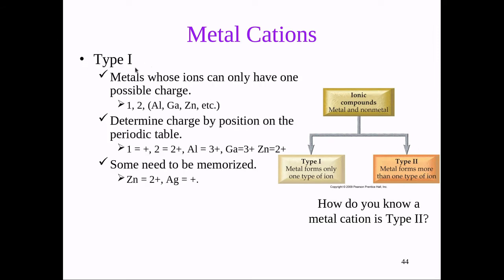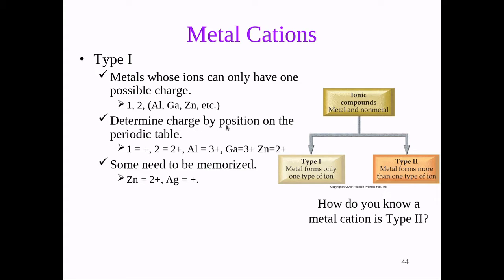For metals, we have our type 1 metals, and these are metals whose ions can only have one possible charge. Okay, this includes group 1, group 2, and then a smattering of other metals. And there's actually a few other than just aluminum, gallium, indium that you saw in the graphic before. Like zinc would be one of them. In general, there are a few of them that tend to always be predictable.